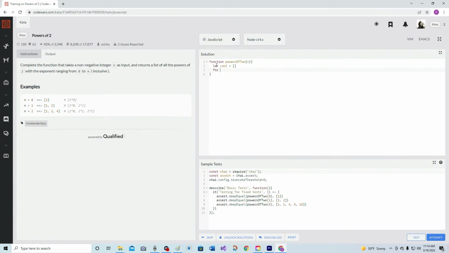We're going to make a loop, so we're going to go for let i equal 0 while i is less than or equal to n, because of the inclusiveness, so we're going to include n in it. i plus plus. And in the loop we're going to do cool.push(Math.pow(2, i)), the number 2 to the i power. And that should be good right there. And then we'll return cool.